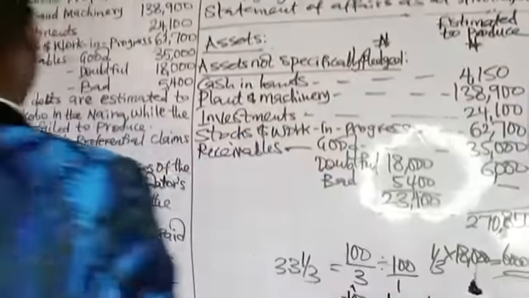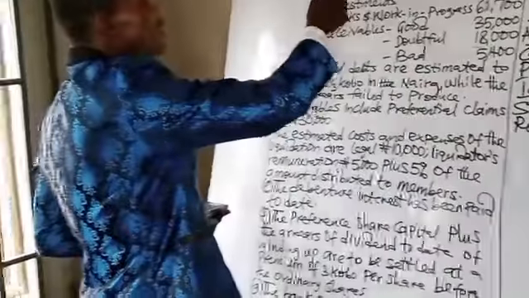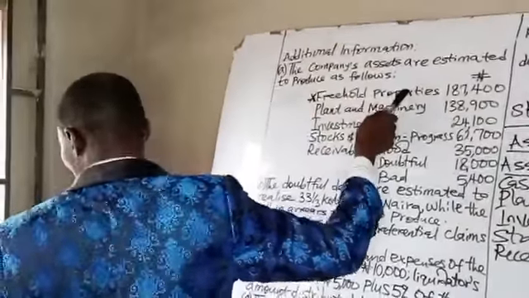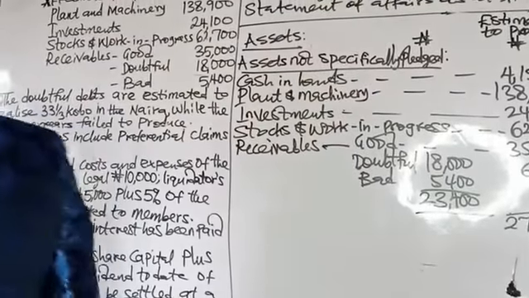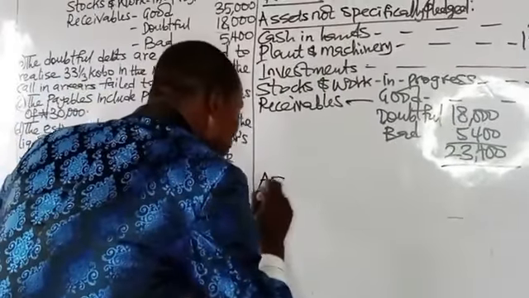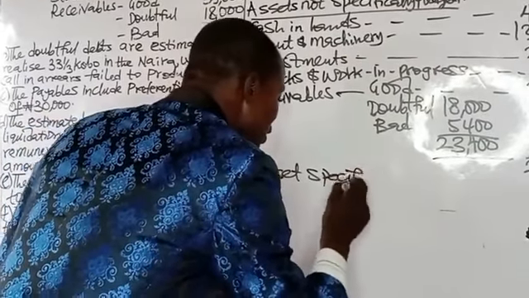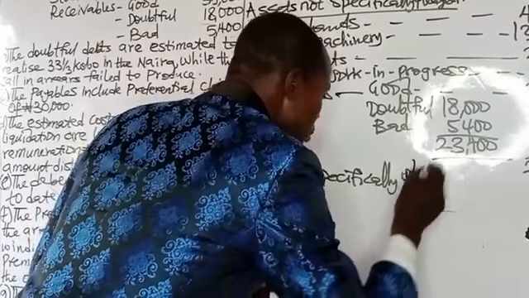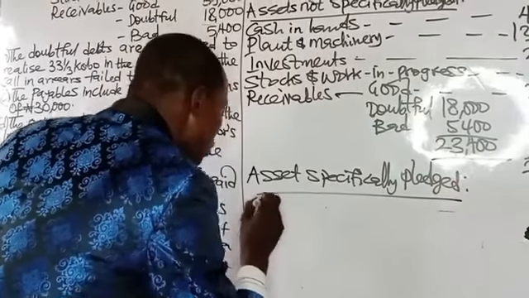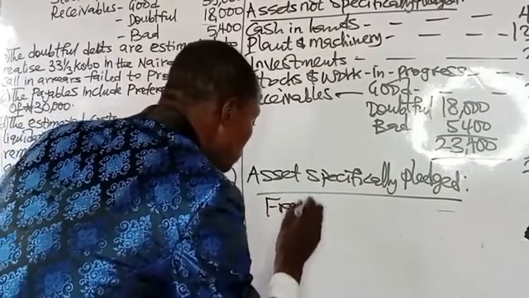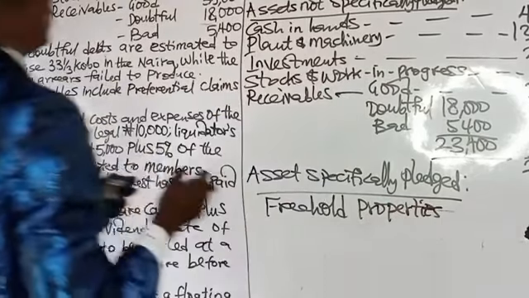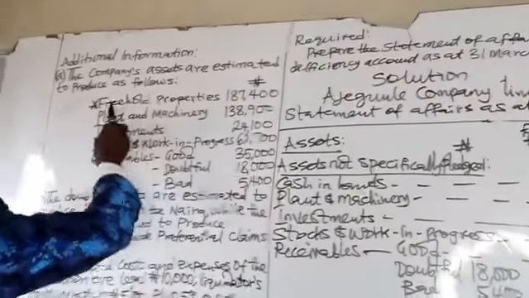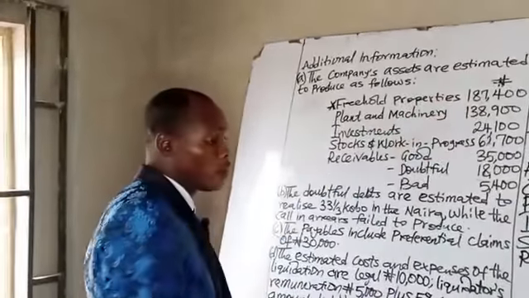If you go back to the question, the only asset that is pledged on 8% debenture is freehold properties. Freehold properties is the only asset that is specifically pledged. So now let's have assets specifically pledged. This one includes freehold property. How much is the realizable value of freehold properties? Freehold property, the realizable value is 187,400.